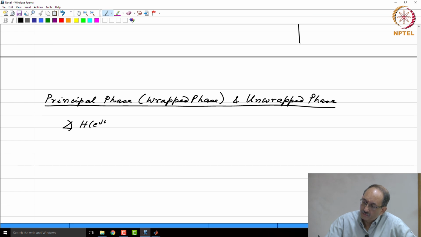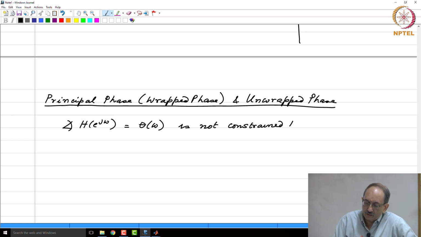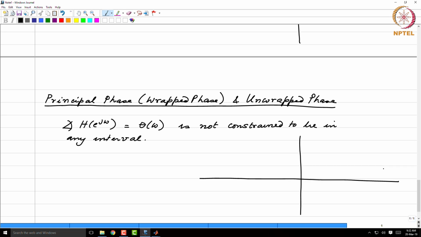In general, the angle of H of e to the j omega, which you can denote as theta of omega, is not constrained to lie in any interval. The example for this is the example that we had seen earlier, which triggered the question. There we saw that the phase angle was minus omega n, because it was e to the minus j omega n times sin of (2n plus 1) omega by 2 over sin of omega by 2. Therefore, theta of omega was minus omega times n. Therefore, if you plot theta of omega versus omega, this is the plot you will get.